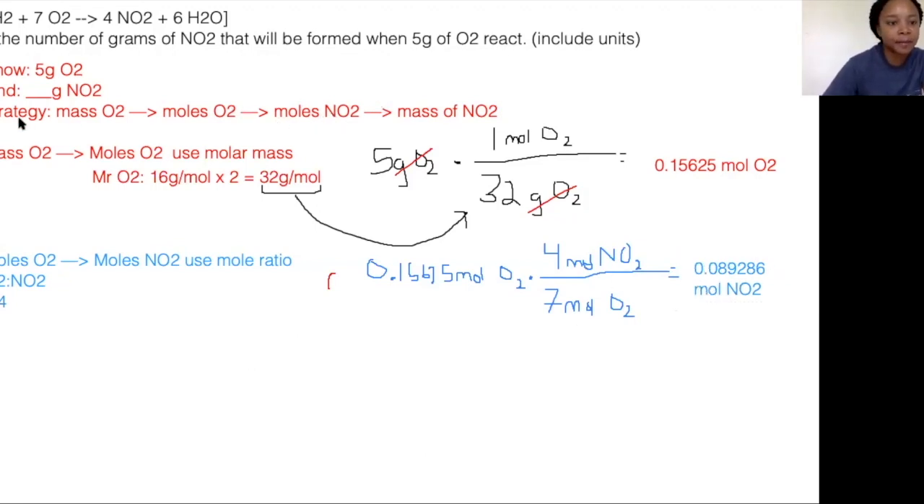So if we look back up at our strategy, we have moles NO2. What's our last step? You have to go to the mass of NO2. And how do I go to mass? You have to use molar mass. Perfect. So doing moles NO2 to mass NO2, using molar mass.